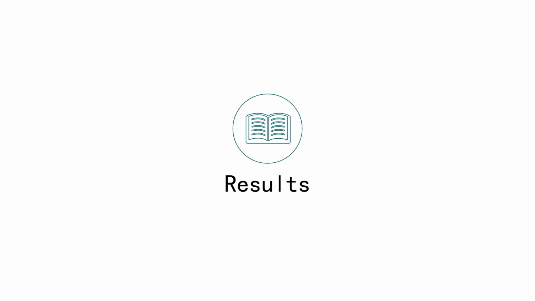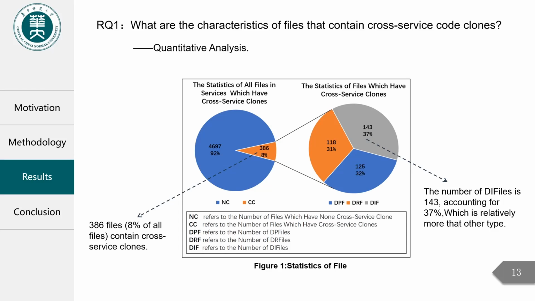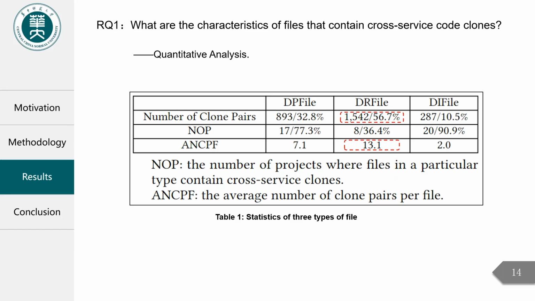After the experiment of the above steps, we answer the following two research questions. RQ1. What are the characteristics of files that contain cross-service code clones? As we mentioned before, we divided files into three types. In Figure 1, we can see that 386 files contain cross-service clones, and there are 114 DI files. This indicates that there are relatively more DI files.